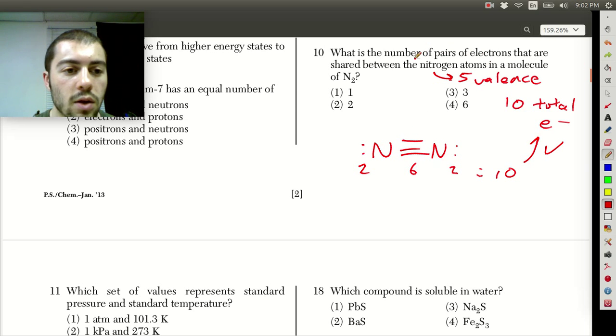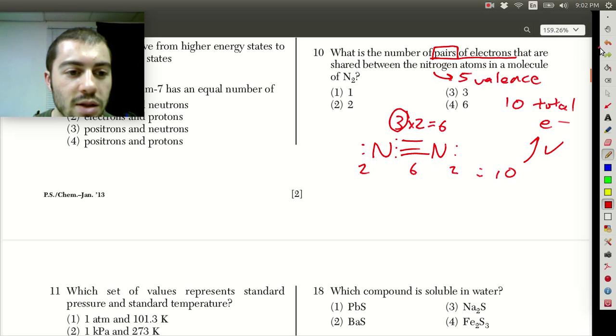So going back to the original question, the number of pairs of electrons that are shared: each bond is 1 pair of electrons. We have 2 electrons shared in each bond. We have 3 bonds in this triple bond, so 3 bonds times 2 electrons per bond would give us 6 electrons shared total. But the question is, how many pairs of electrons are shared? So there's 3 pairs. We have 1, 2, 3 bonds here. I'm going to take those dots out because that's probably going to be confusing. But we have 3 bonds here. Each one of those is a pair of electrons, so we have 3 pairs of electrons total.